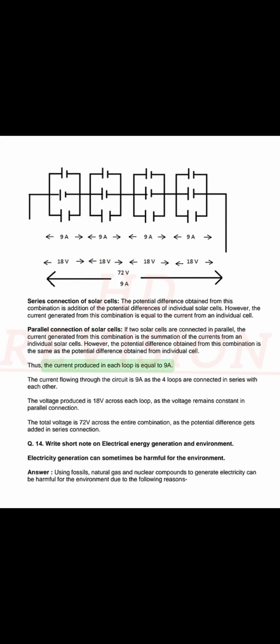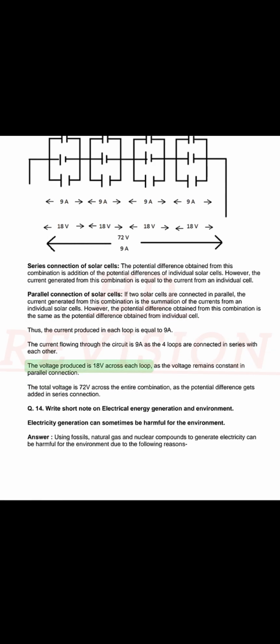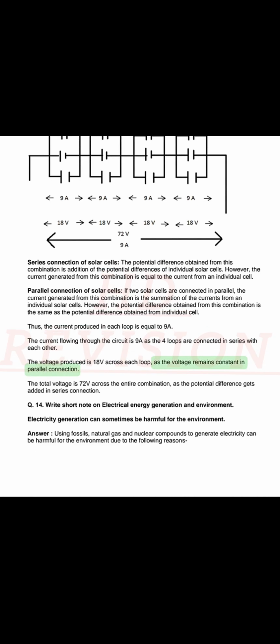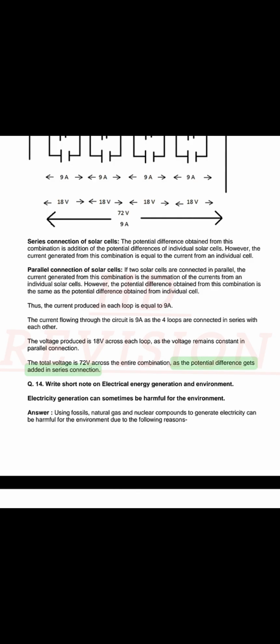Thus, the current produced in each loop is equal to 9A. The current flowing through the circuit is 9A as the four loops are connected in series with each other. The voltage produced is 18 volts across each loop, as the voltage remains constant in parallel connection. The total voltage is 72 volts across the entire combination, as the potential difference gets added in series connection.